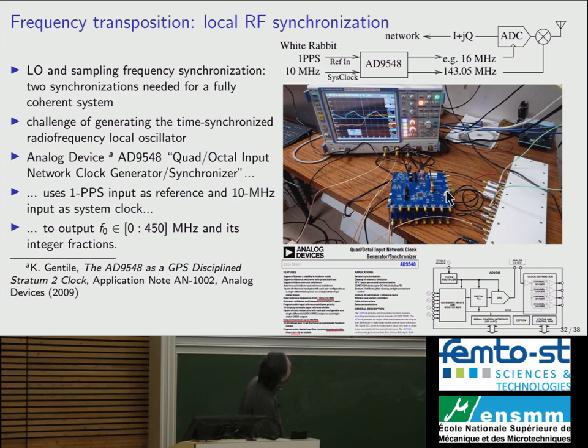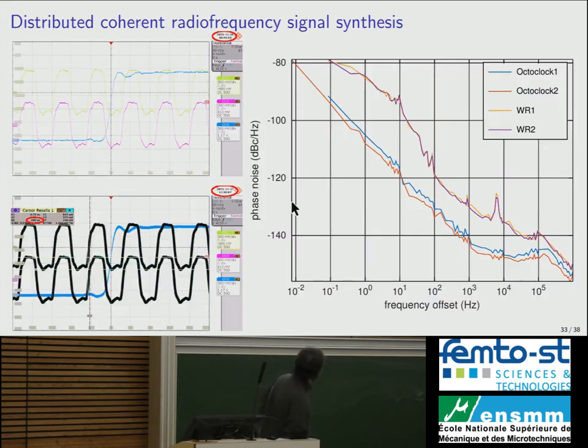And so by doing this, you can generate on any link of your White Rabbit, on any node of your White Rabbit network, anything that is phase and frequency synchronized between 0 and 450 megahertz. And that meets my requirement of distributed local oscillator for transposing GRAVES to baseband.